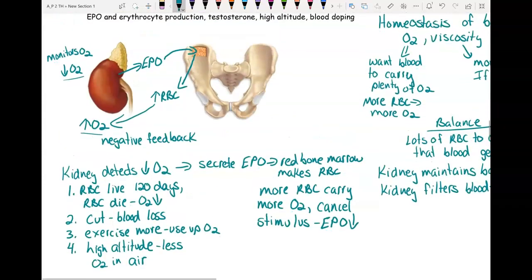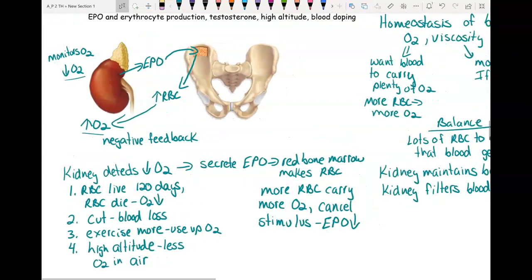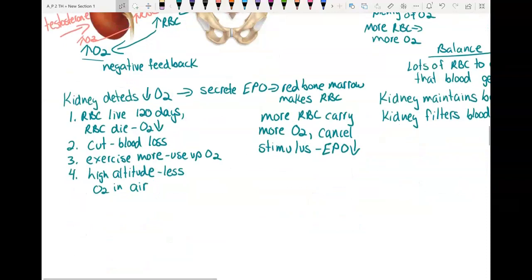The other factor, besides low oxygen, that can stimulate the kidney to do this is testosterone. Testosterone will stimulate the kidney to secrete EPO. And then that will stimulate the bone marrow to make red blood cells. And then you will have higher oxygen. So the higher your testosterone level, the more red blood cells you have.